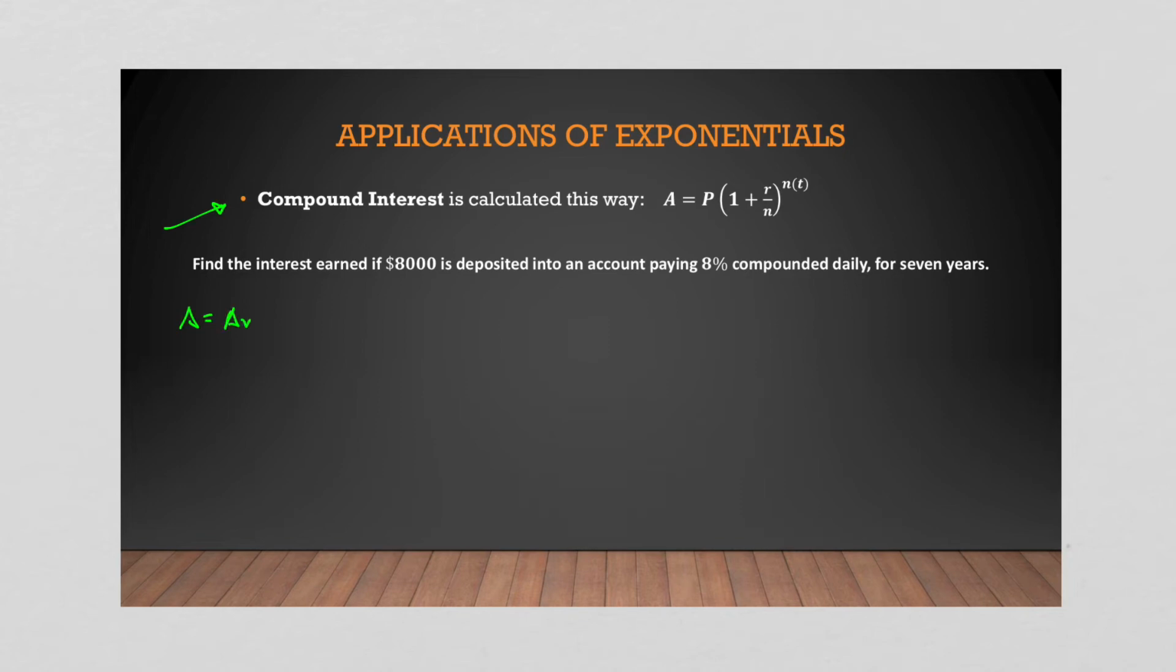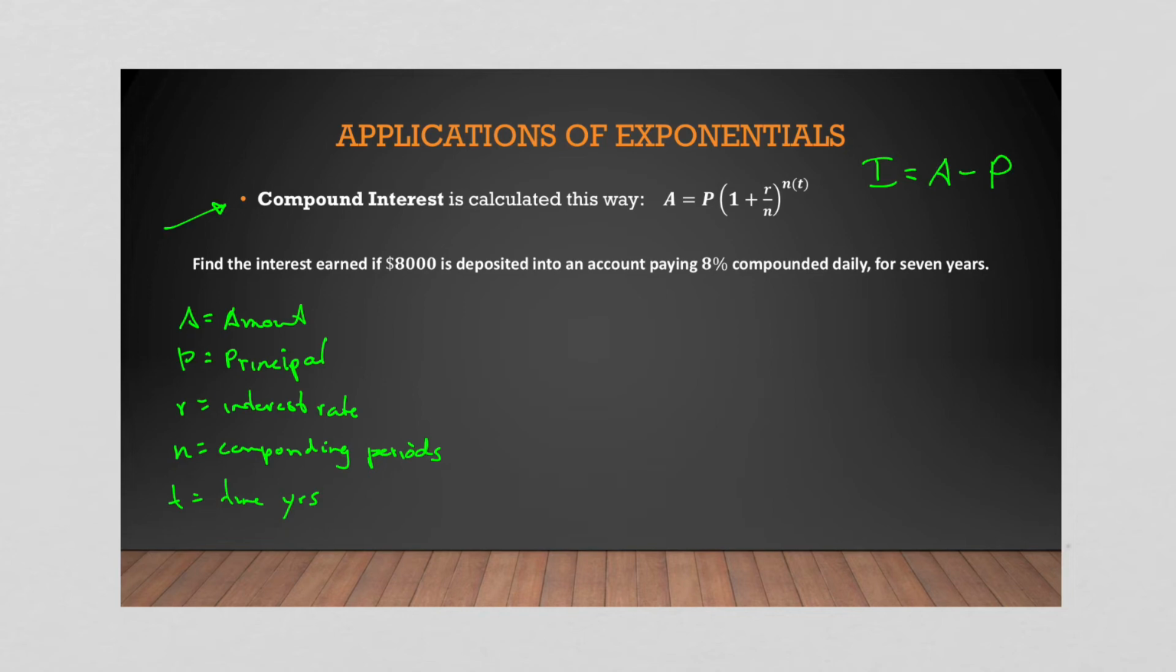A is your final amount. P is your principal, and your principal is the amount of money you have either invested or borrowed. For this example, we are investing. R is our interest rate as a percentage. N is our compounding periods, so that means how many times is the interest applied to our principal. And then T is time in years. So what information do we have? We want to find the interest. Well, interest is equal to your new amount minus your starting amount.